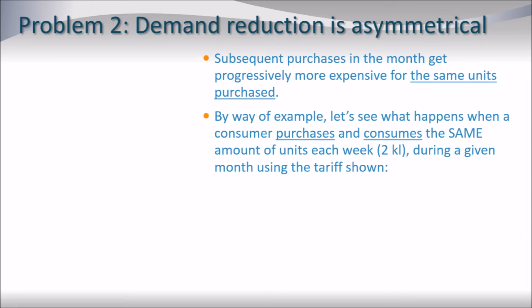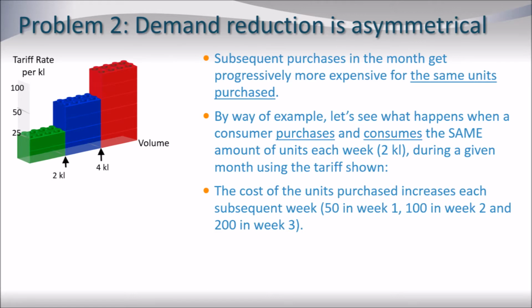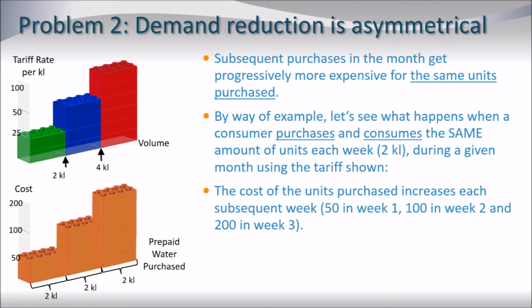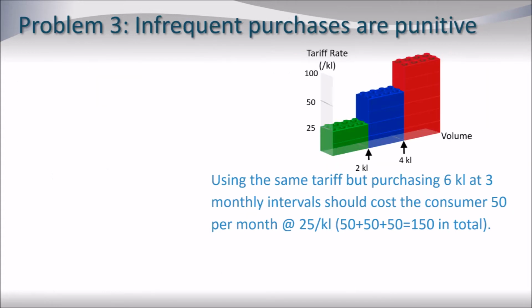Looking closer at problem 2, subsequent purchases in the month get progressively more expensive for the same units purchased. This is best illustrated through an example. Let's see what happens when a consumer purchases and then consumes the same amount of units each week, in this case let's say 2 kiloliters, during a given month using the tariff shown. The cost of the units purchased increases each subsequent week, 50 in week 1, 100 in week 2, and 200 in week 3. The nature of consumers is not to save for later, and so the potential reduction in demand across the month will be asymmetrical.